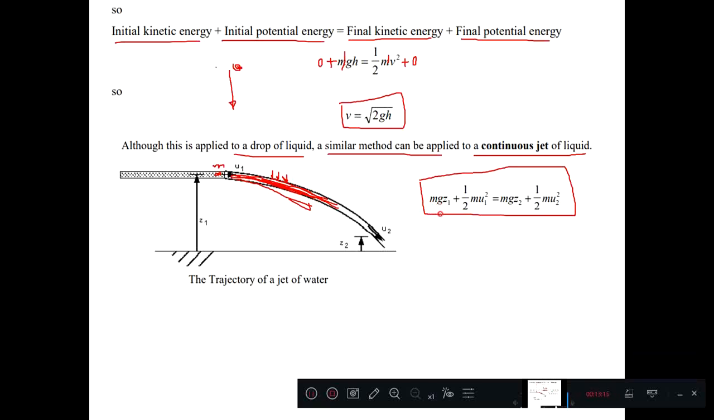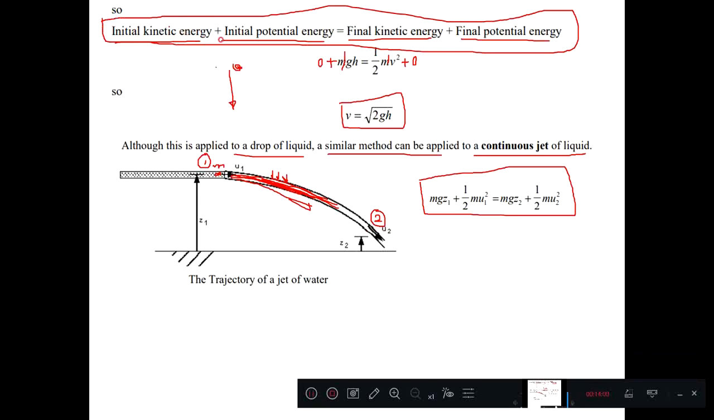So this equation we can write for this jet of liquid, that is, we can write the potential energy here. If you consider this position, say position 1, and this is position 2, and apply the above law of motion to this jet of liquid, we can write the energy at position 1 as mgz1, that is the initial potential energy, plus the initial kinetic energy at this position. The same formula is to be applied.